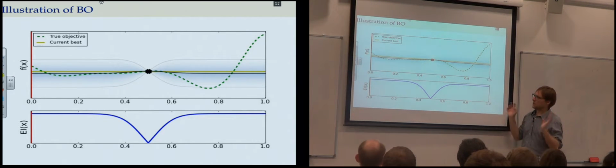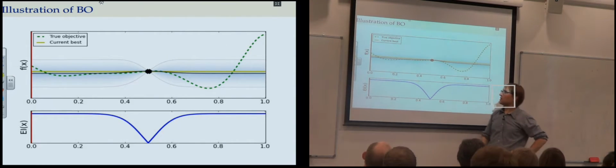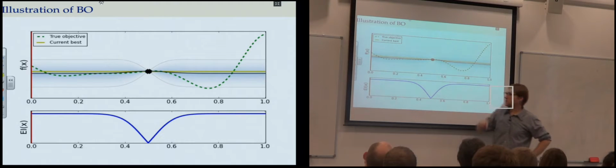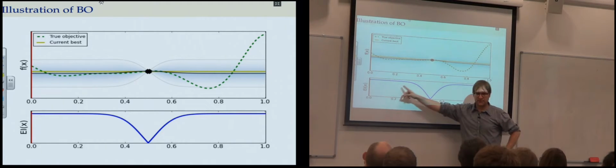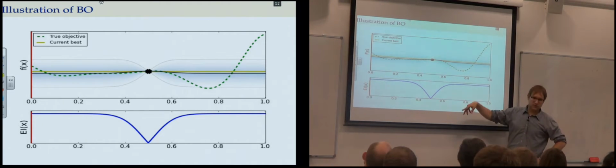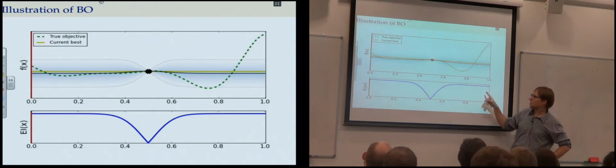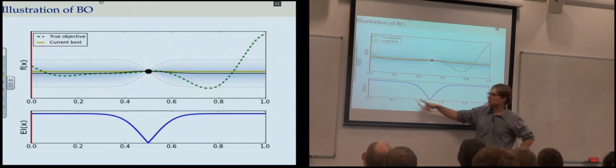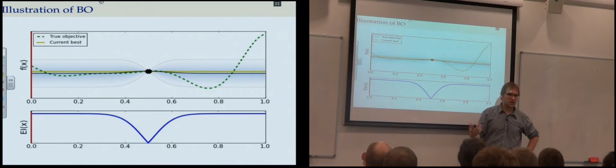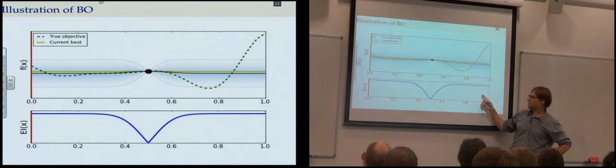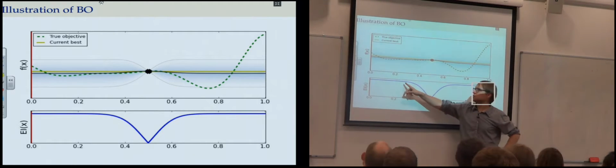But in this case, we just have one evaluation in the center. This is expected improvement. What expected improvement is telling us is that in this region and in this region here, you can collect a point. It doesn't have any preference whether we do it here or there.